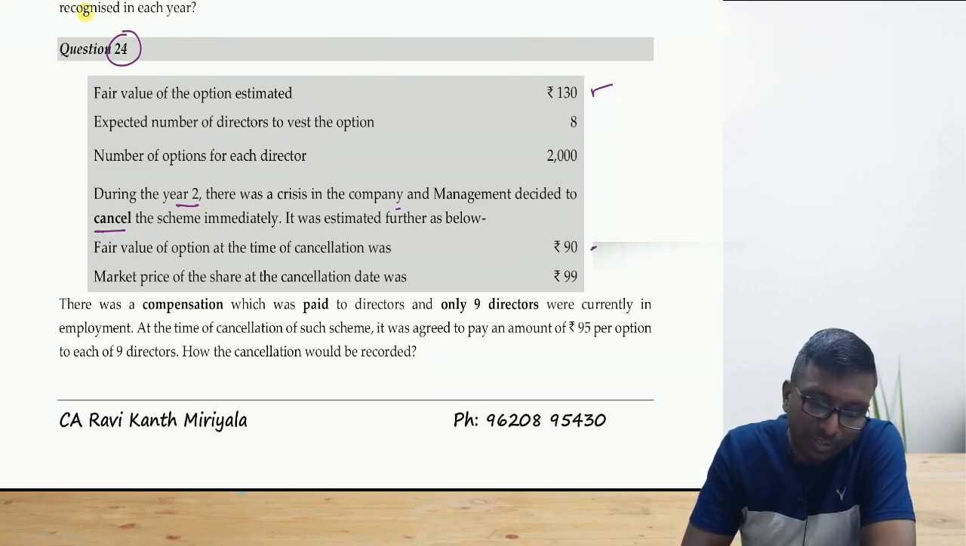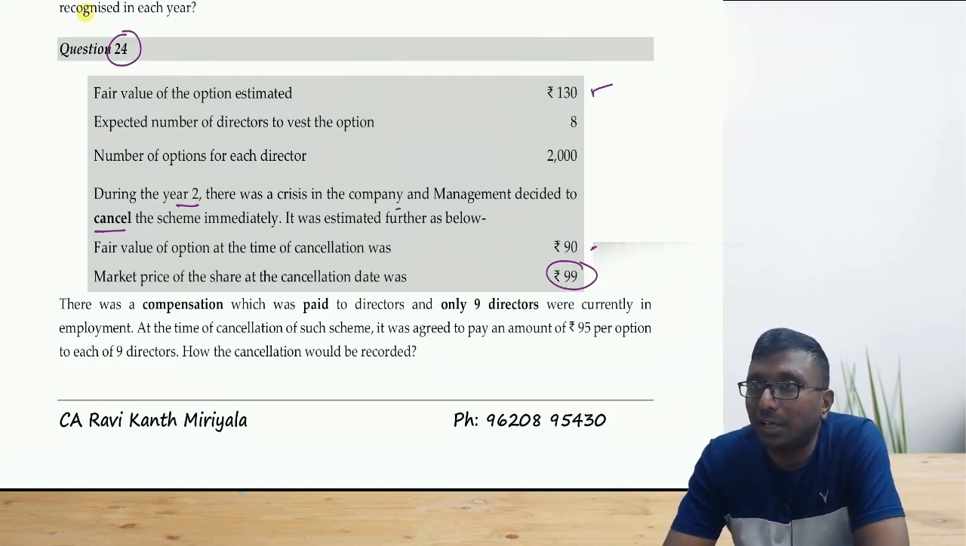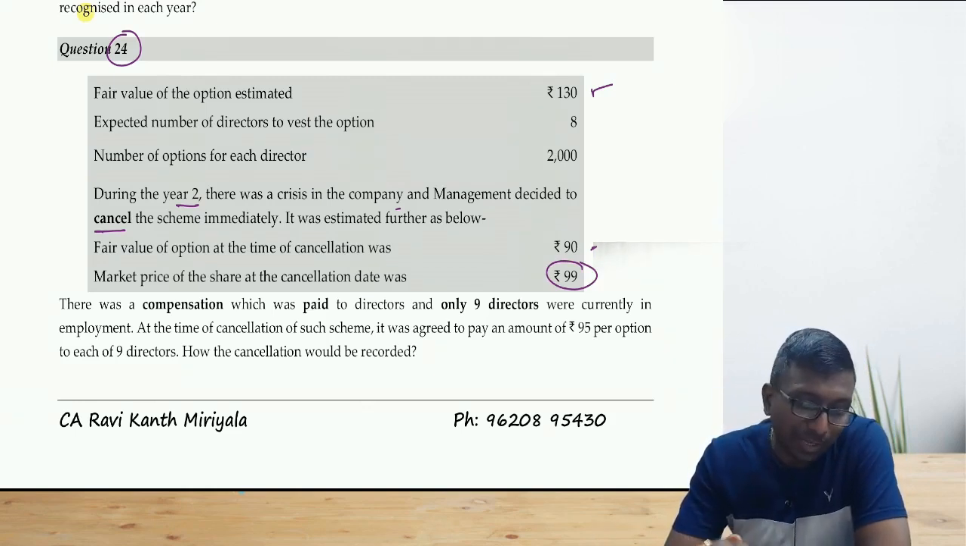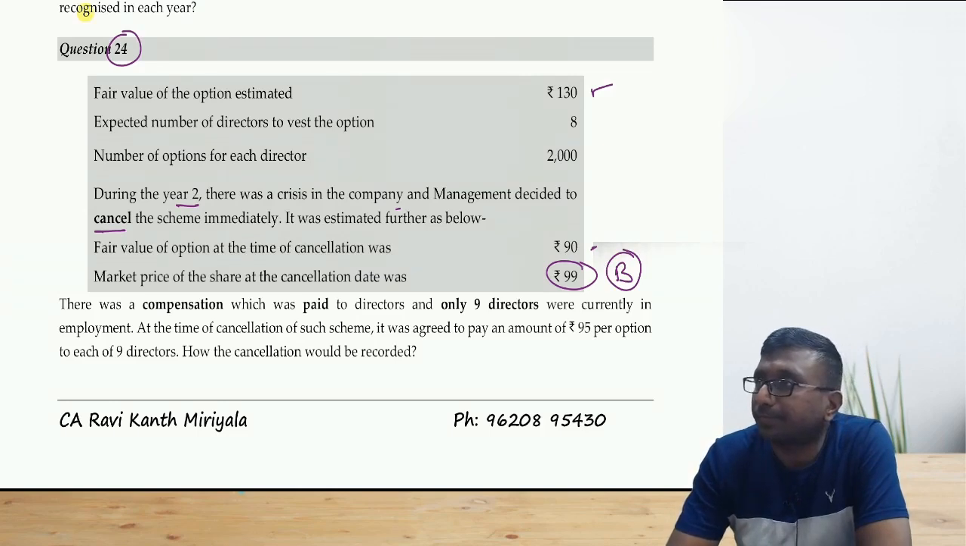Market price of the share at the cancellation date was, yeah, what are you cancelling first? Share option means why has he given market price of the share also? There is no payment, that is a distraction. Correct now. What are you cancelling? Tell me. Option fair value you should take. Share cancellation, share value you take it. They will sometimes give unnecessary information that is not relevant to me.